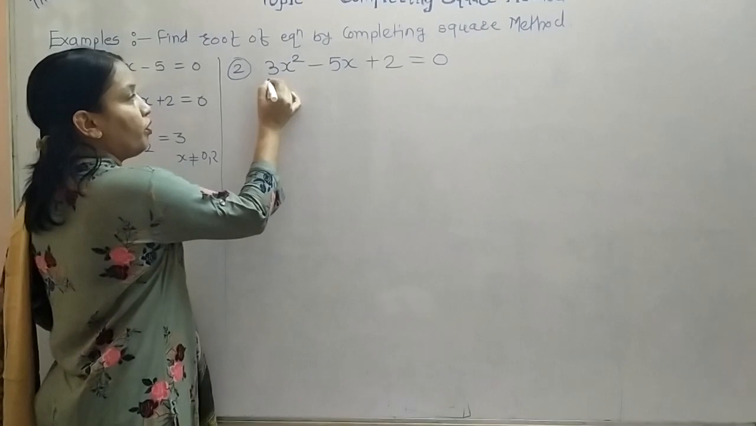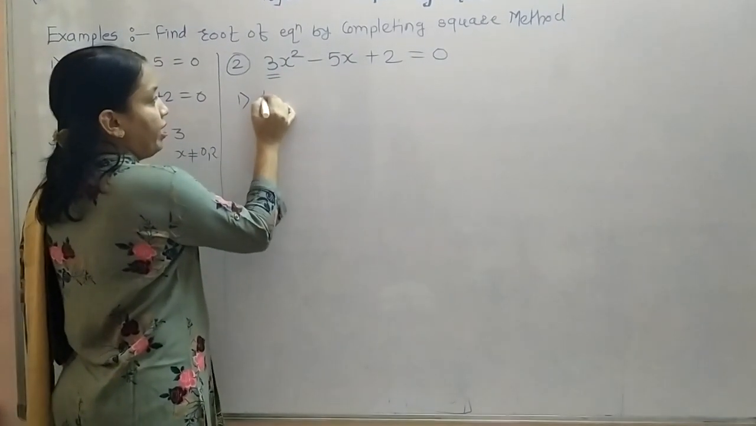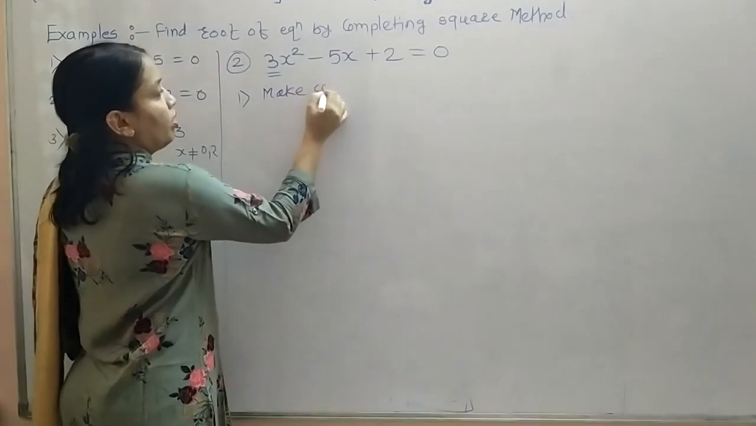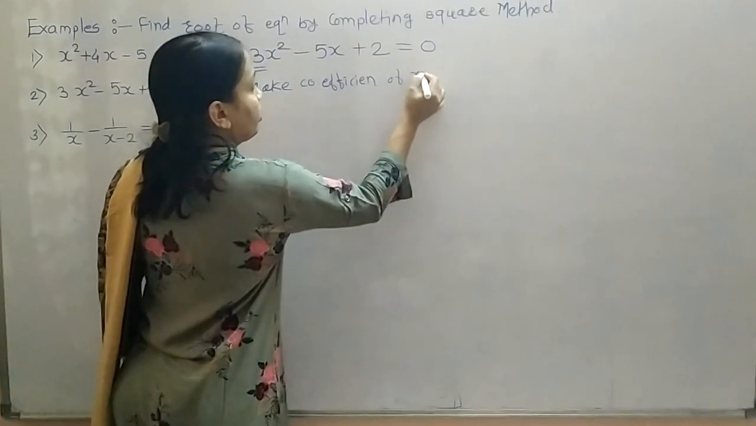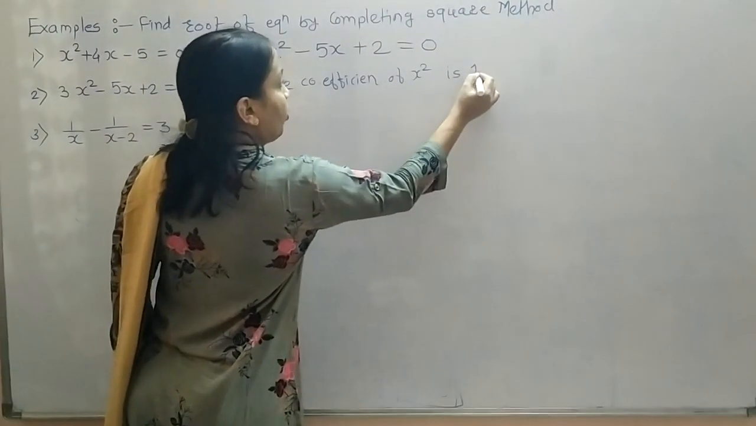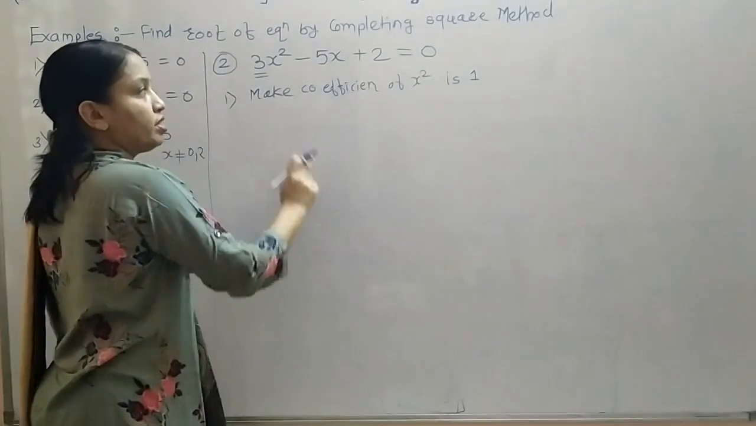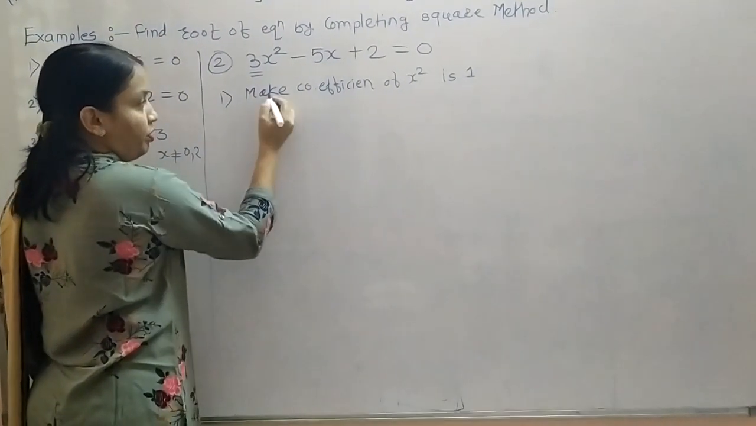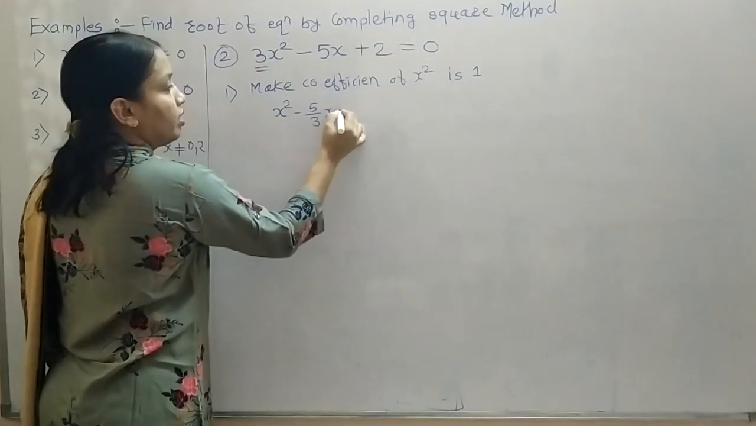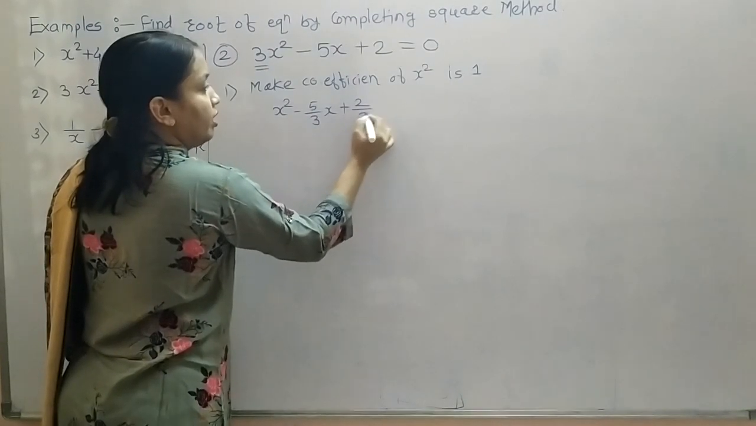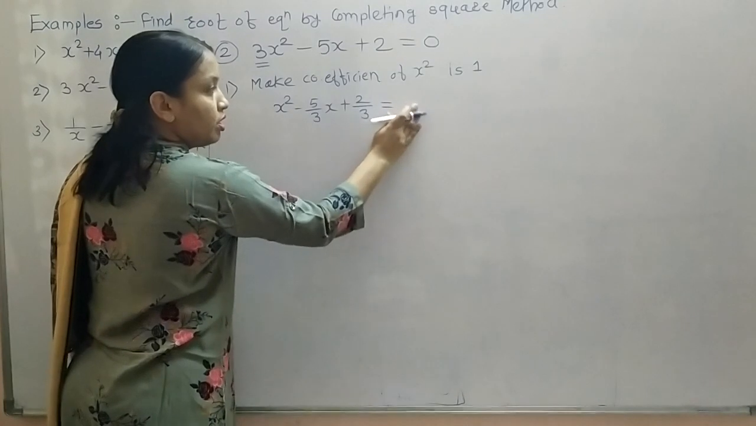Next example. Here the coefficient of x square is 3. Therefore the first step is to make the coefficient of x square 1. Now how to make it? Divide the complete equation, meaning each term of this equation, by 3. So what will we get? x square minus 5 by 3 x plus 2 by 3 is equal to 0 by 3, which is nothing but 0.